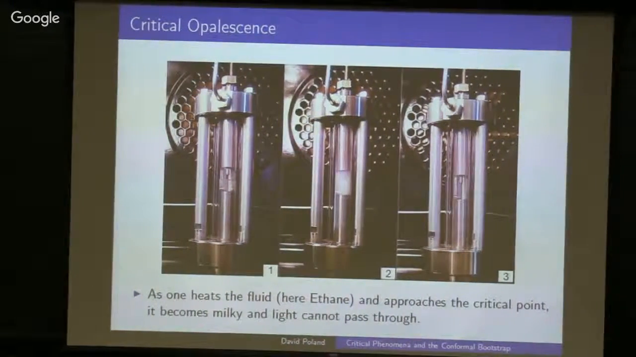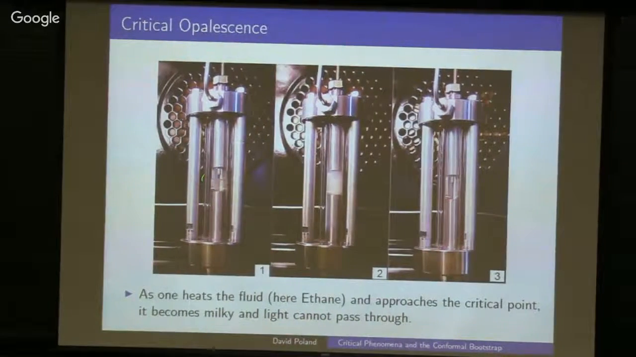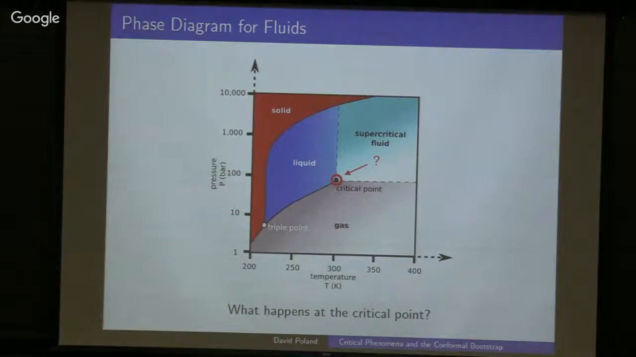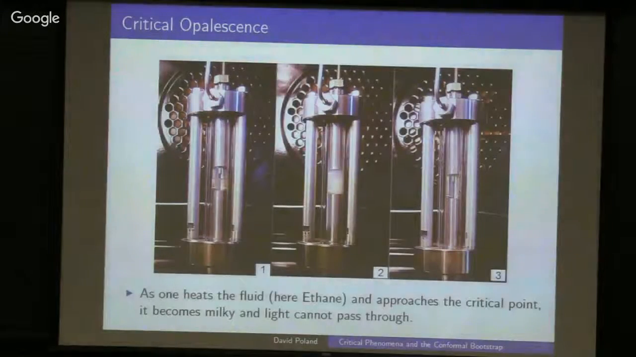Something very interesting happens. If your fluid starts out as some clear substance, as you approach the critical point, it actually becomes milky white. Light has trouble passing through the fluid. And then once you go past the critical temperature, you enter this regime where your fluid is a supercritical fluid, and you see no sharp distinction between the liquid and gas phases. So let's ask the question, why does the fluid become milky white near the critical point?